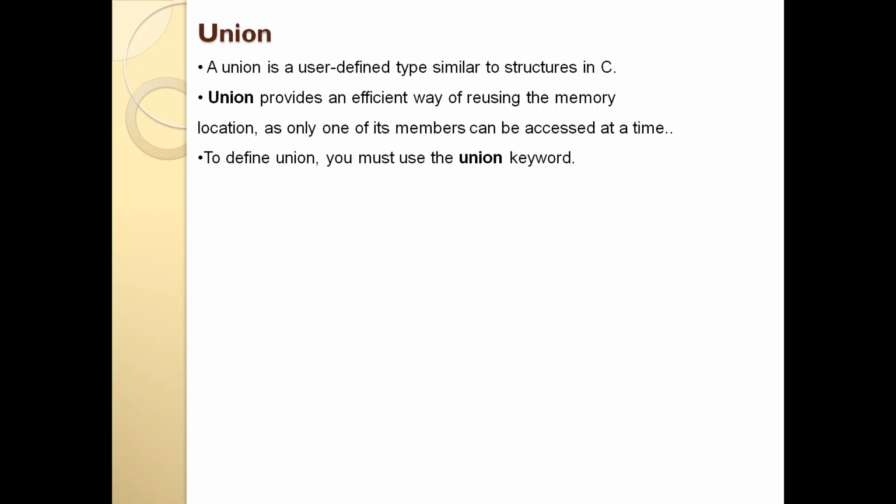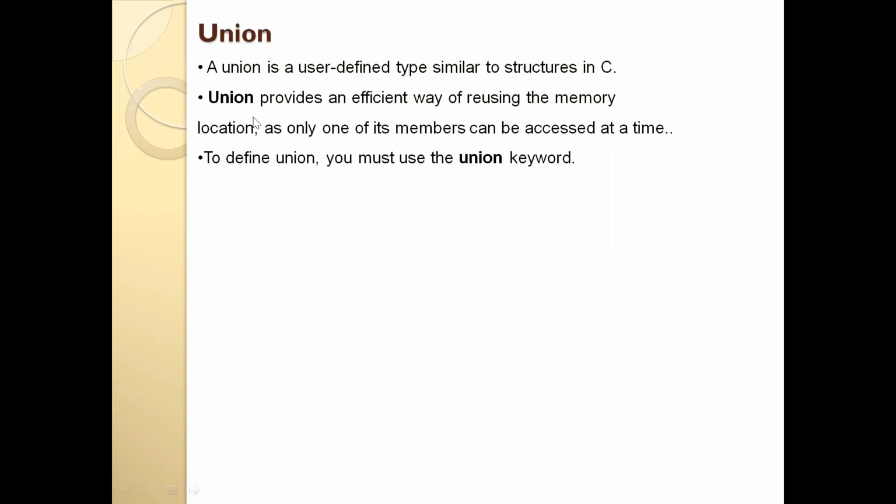First of all, union is a user-defined data type. Just like structures in C language, union is also a user-defined data type. We can store multiple elements of different types in this union. An array is a collection of multiple data elements, but all those data elements are of similar type. But unlike arrays, union is a collection of different type of data elements. If you want to create a union in our programs, we need to use the union keyword.